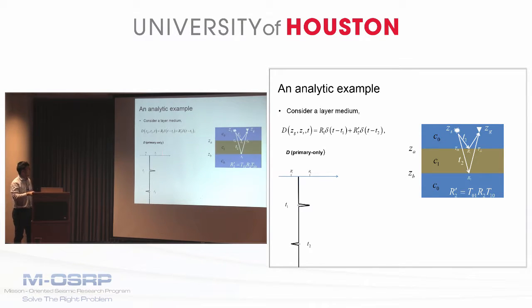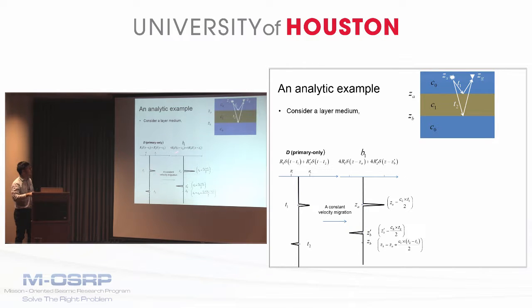With this input data, we can apply a constant velocity migration and obtain B1, where the two events are converted to depths using this reference velocity here. So if we assume C1 is greater than C0, then this ZB prime will be smaller than its actual depth.